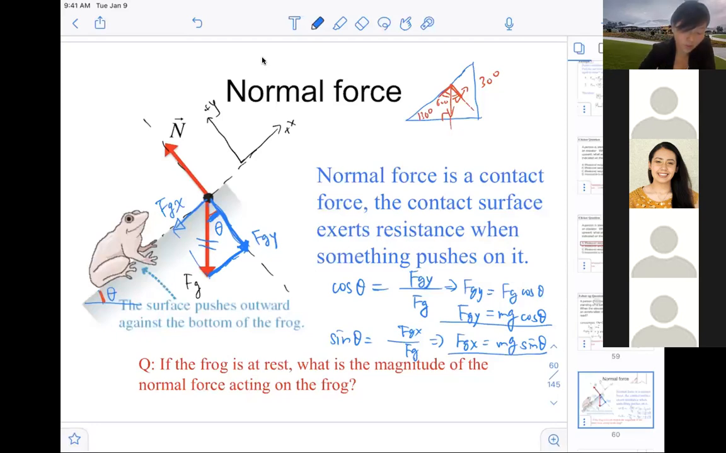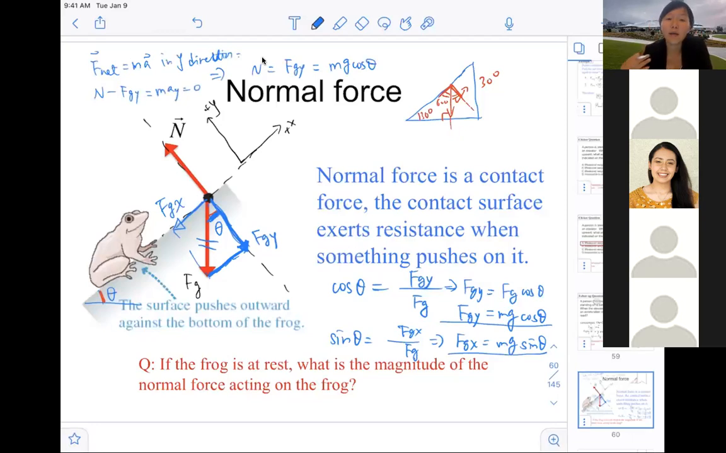So when you do F equals ma in the Y direction, you simply have two forces. One is the normal force, one is F of gy, and that equals ma in the Y direction, which is 0, because the frog is at rest. There's no acceleration. So your normal force is equal to the force of gravity component in the Y direction, that's mg cosine theta, okay?